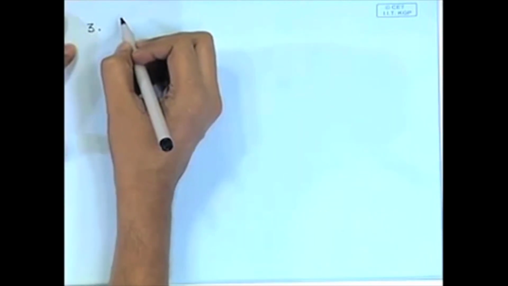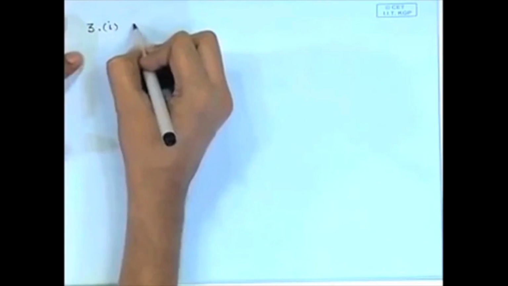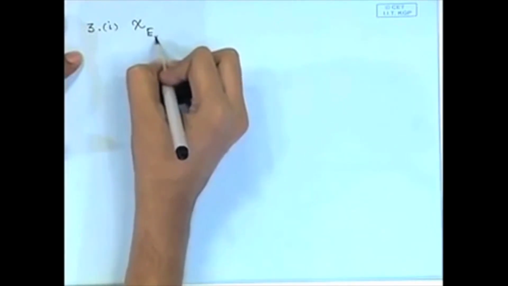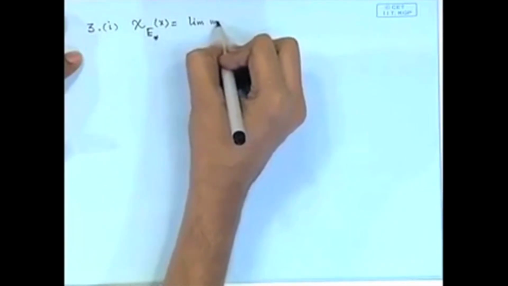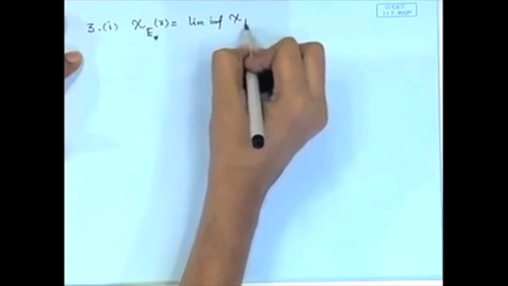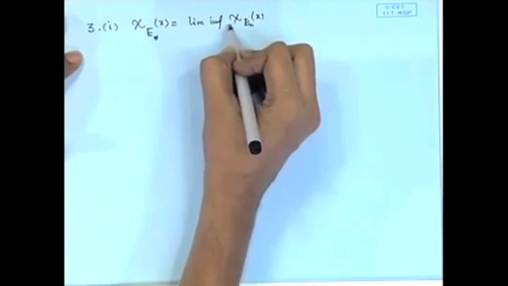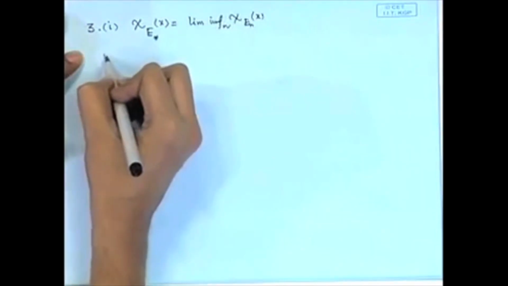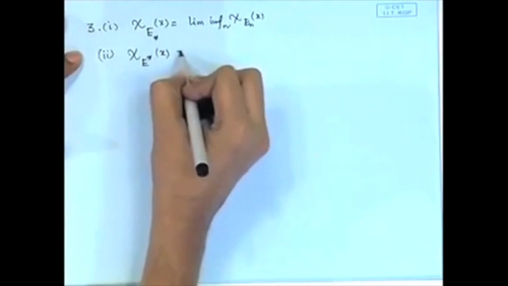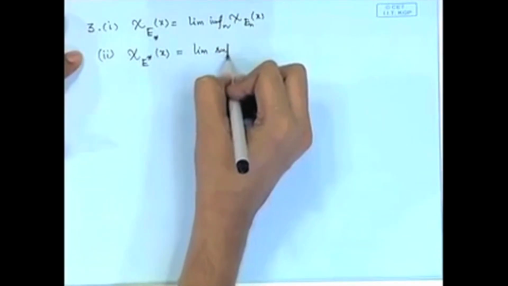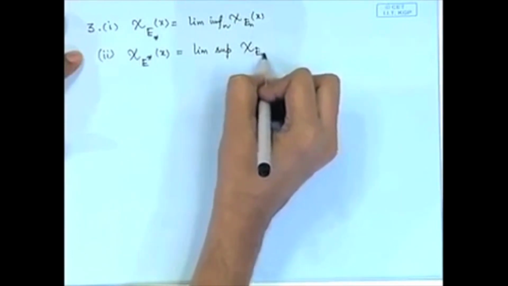There are certain relations which include the characteristic functions of the limit superior and limit inferior, and I will state it as a statement in the following exercise. The indicator function of the limit inferior of a sequence of sets is the limit infimum of the indicator functions of the sequence of the sets. In a similar way, the indicator function of the limit superior is equal to the limit superior of the sequence of the indicator functions of the sets.